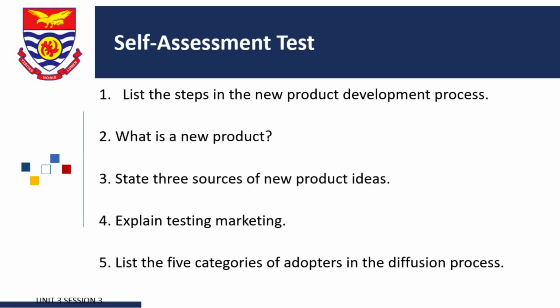Let's try our hands on these questions. 1. List the steps in the new product development process. Then 2. What is a new product? Then 3. State 3 sources of new product ideas. And 4. Explain test marketing. Then 5. List the 5 categories of adopters in the diffusion process.